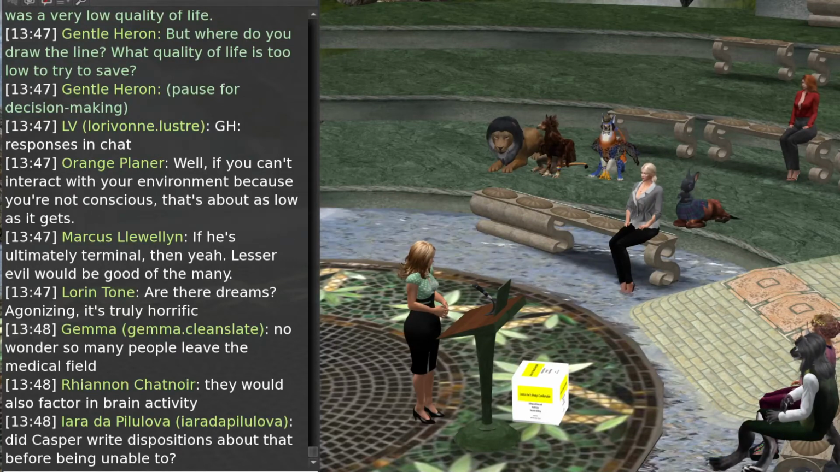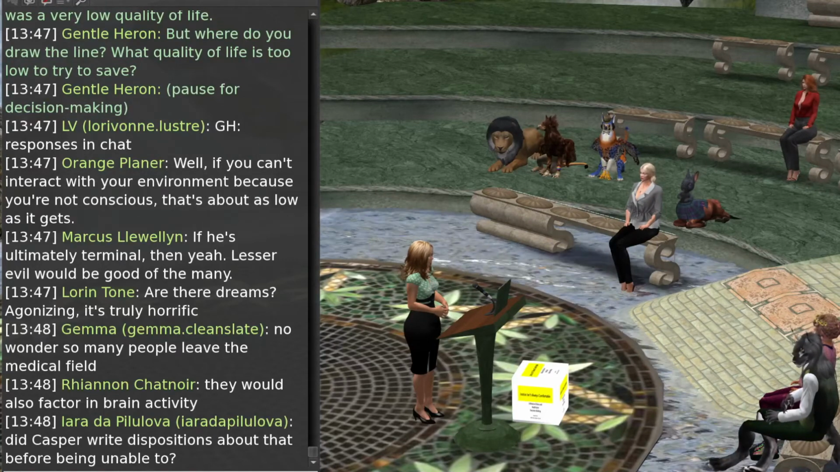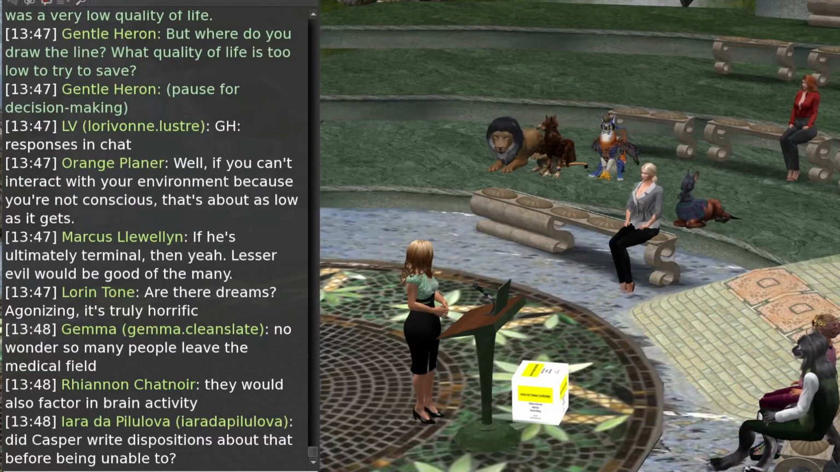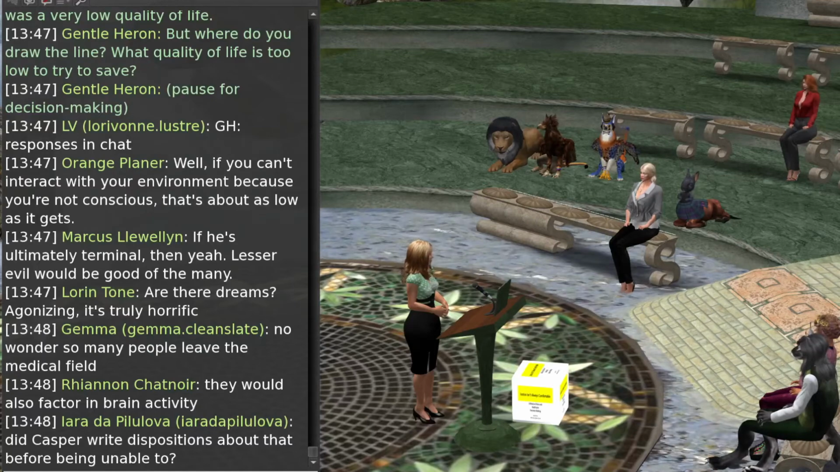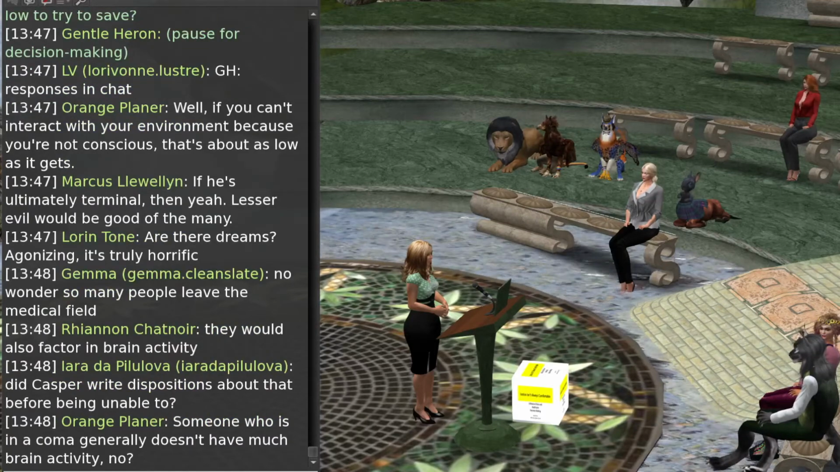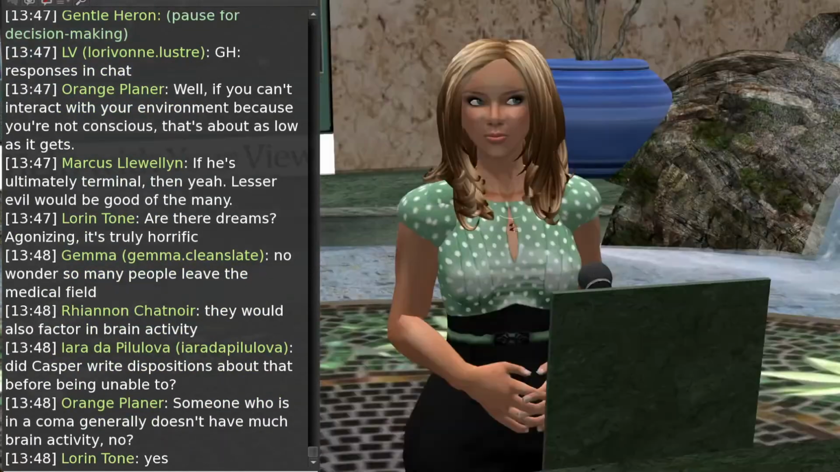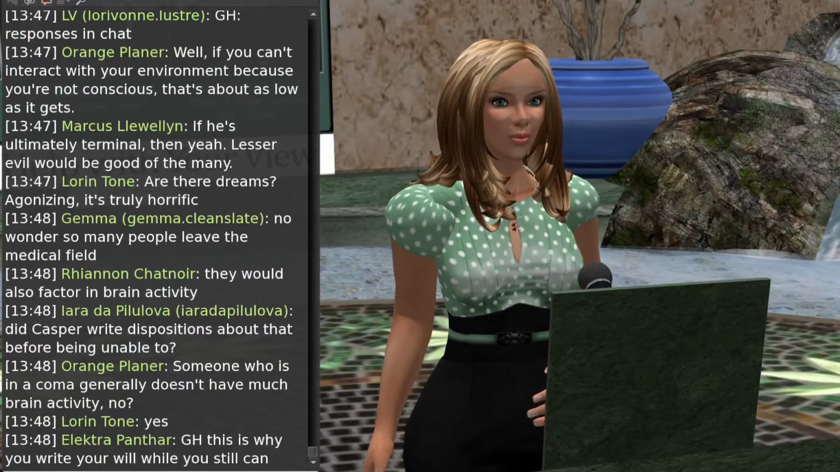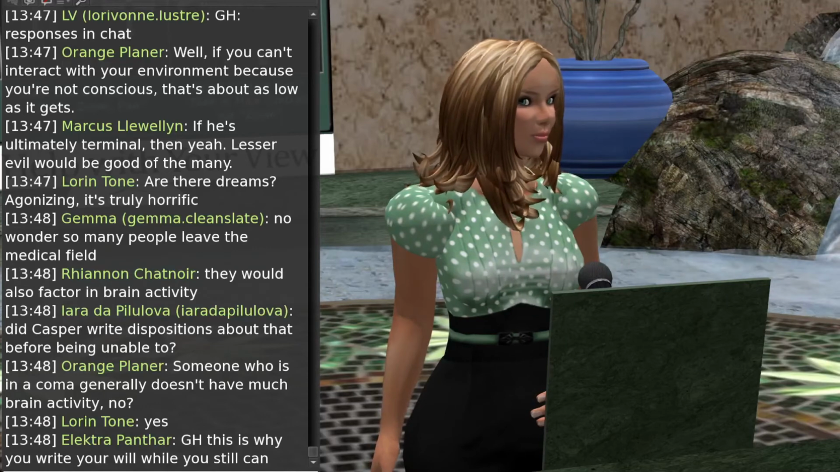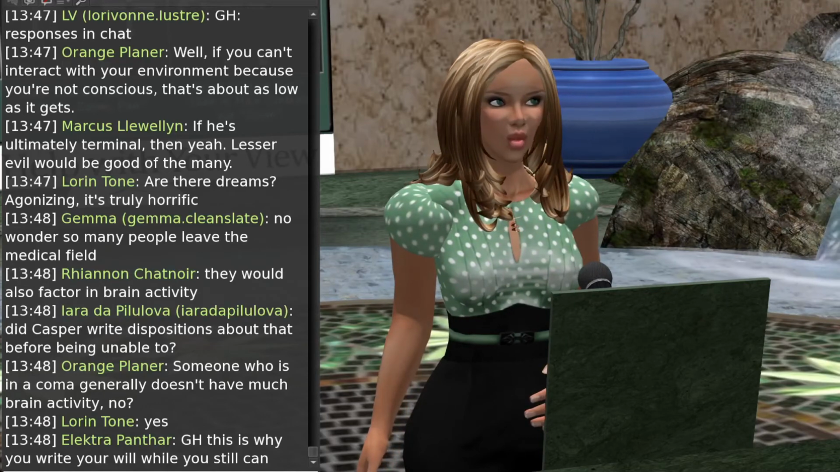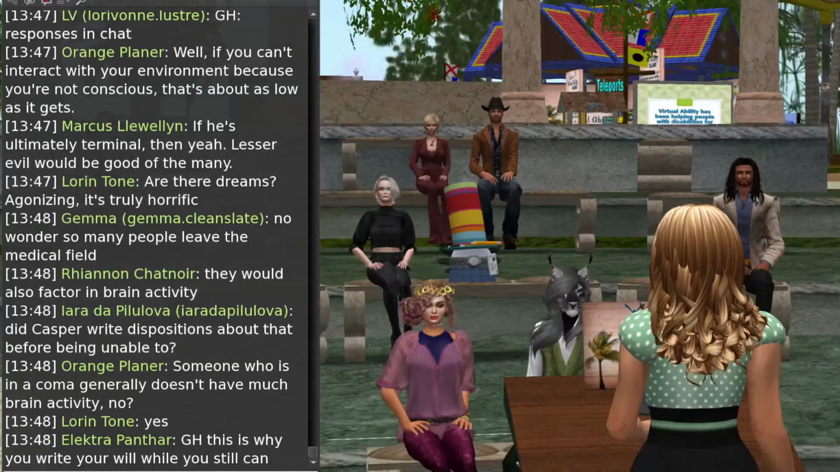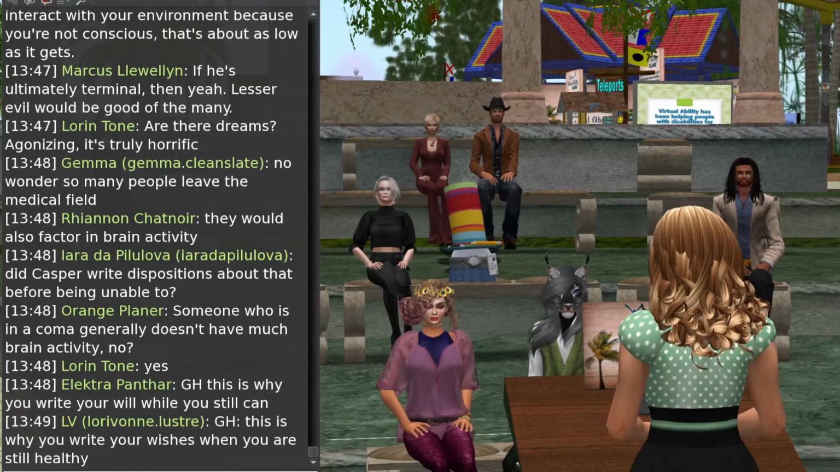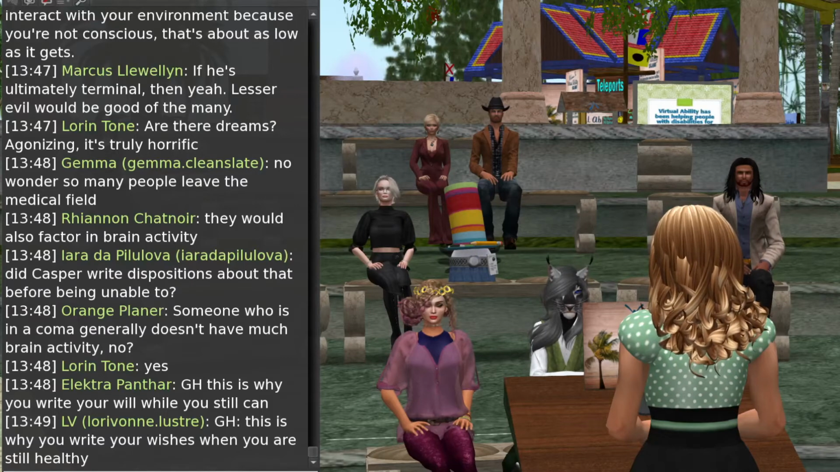Ooh, Iara says, did Casper write dispositions about that before being unable to? This is why you write out your wishes while you're still healthy and can write them. Orange says someone who is in a coma generally doesn't have much brain activity, do they? Yeah, Electra, not just your will, but you want power of attorney, power of medical decision making, all that kind of stuff. You need to do that now. And this is exactly why.